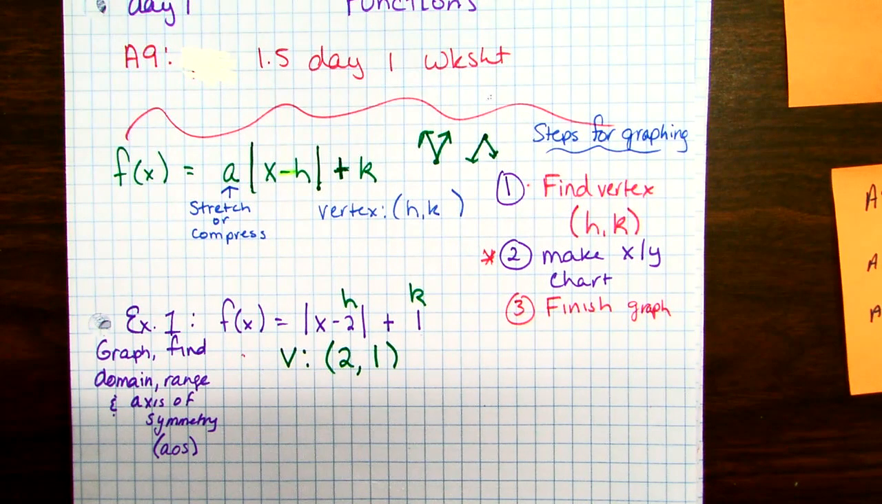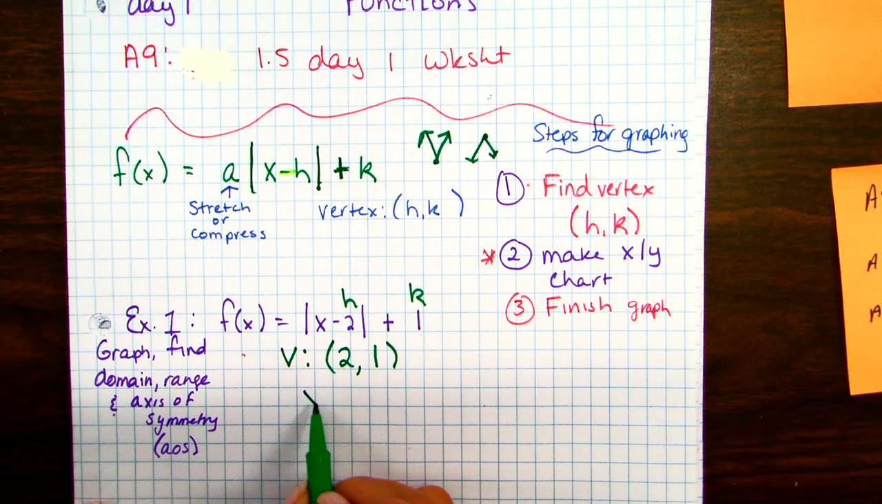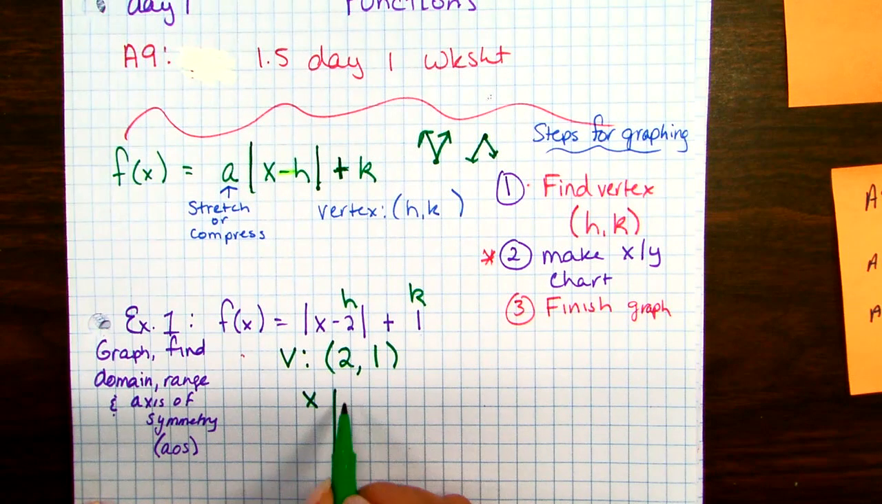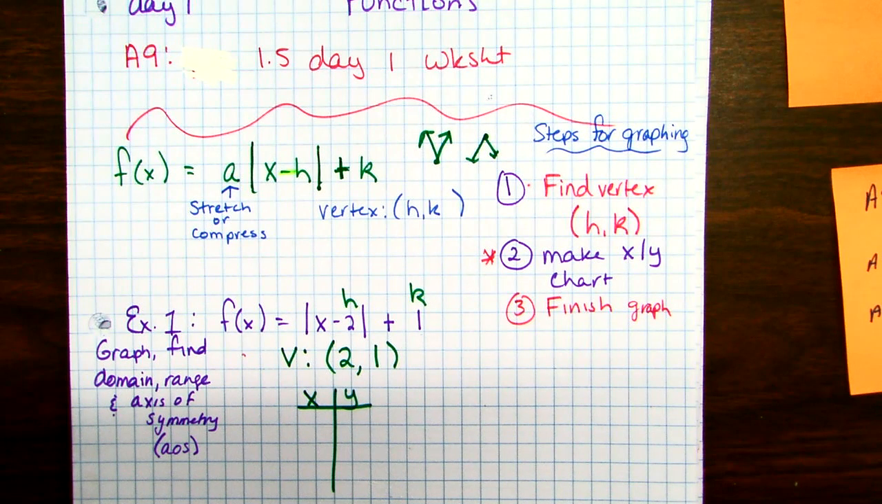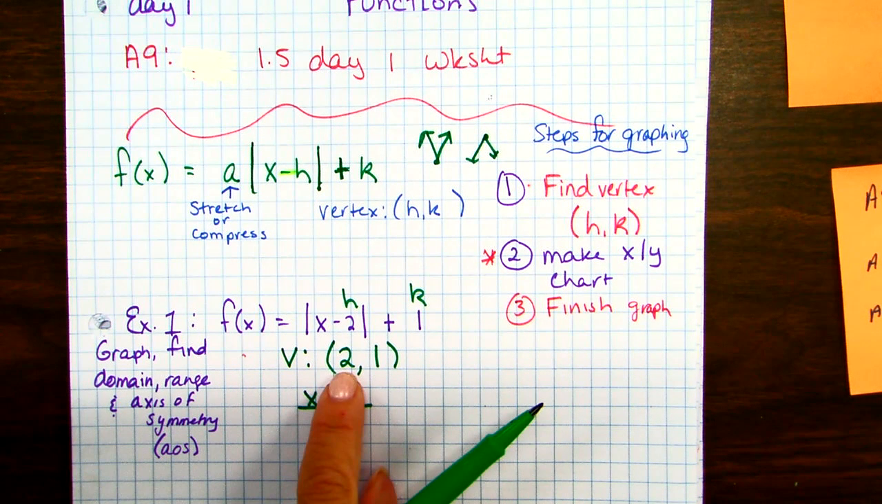Okay, so that's the vertex. Okay, we did step 1. Step 1's done. That's the vertex. Okay, the second step is to make an XY chart. Very simple XY chart. Okay, the truth is you can pick any 2 numbers you want in the whole universe other than 2. Okay, but to make this the easiest graph that you can, pick 2 numbers that are both either to the left of this value or to the right.